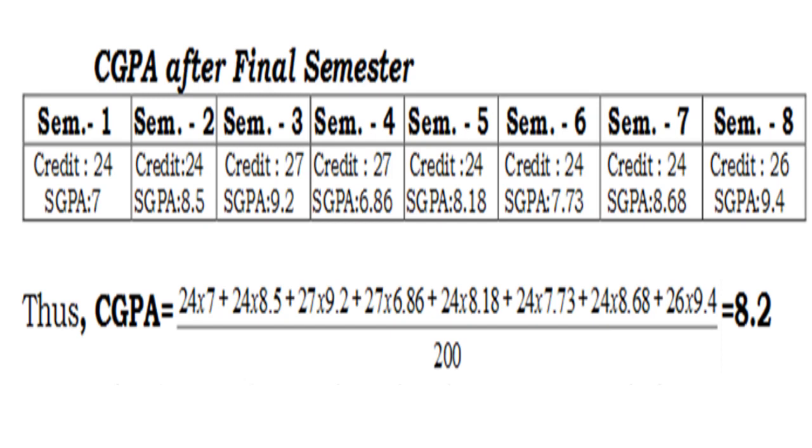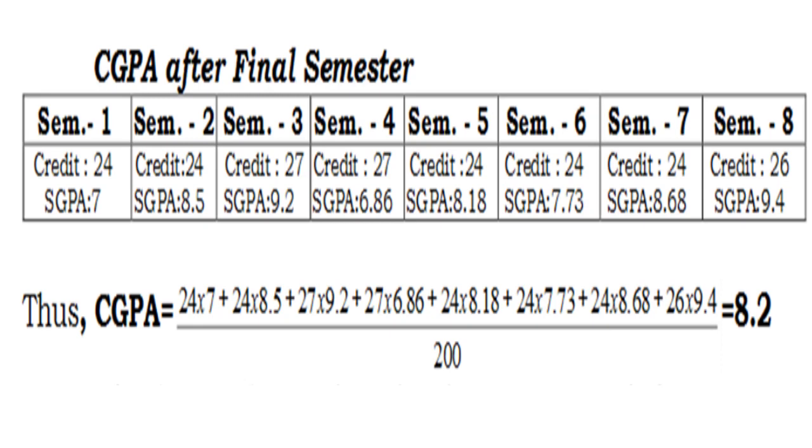Semester 3, 27 credits, 9.2. Semester 4, credits are 27, SGPA 6.86. Semester 5, 24, 8.18. Semester 6, credits are 24, SGPA is 7.73. Semester 7, credits are 24 and SGPA is 8.68. Semester 8, credits are 26, SGPA is 9.4.